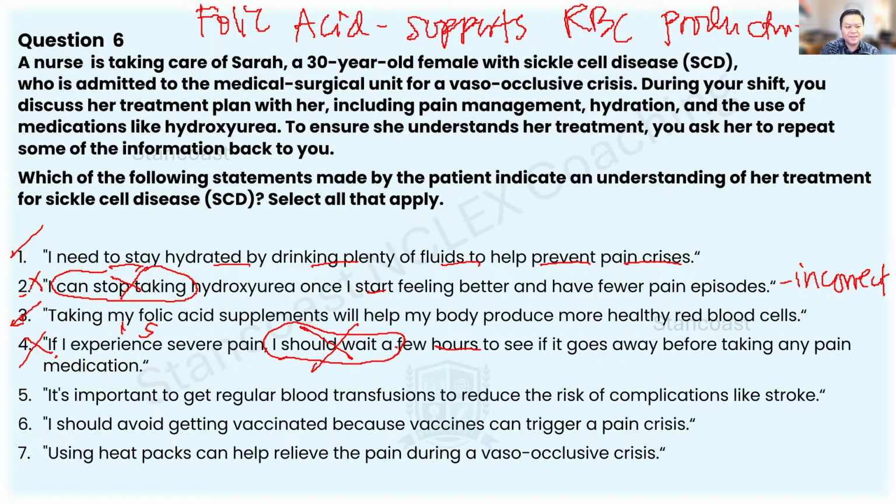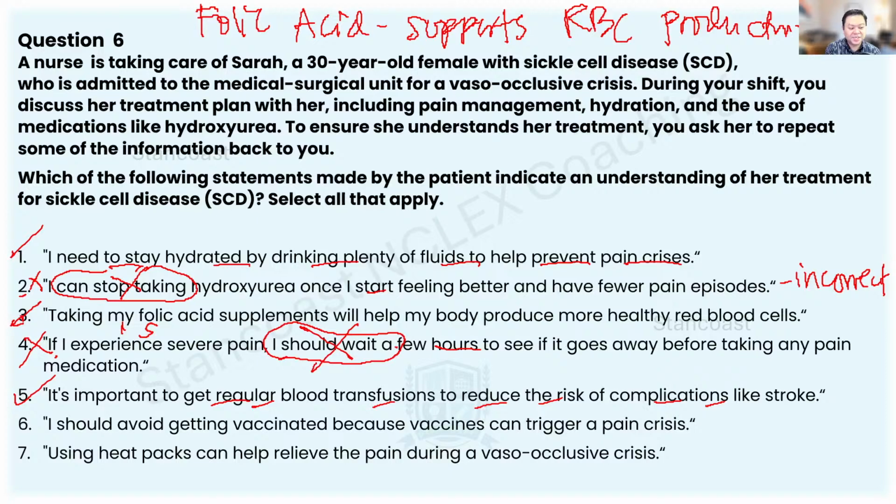What about number 5? It's important to get regular blood transfusions to reduce the risk of complications like stroke. Now, this might seem a little bit odd that it says regular blood transfusions, but most often, guys, these SCD patients will actually need regular blood transfusions because of the hemolysis, right? So this is a correct statement. It kind of appears odd that it said regular, but it's actually true.